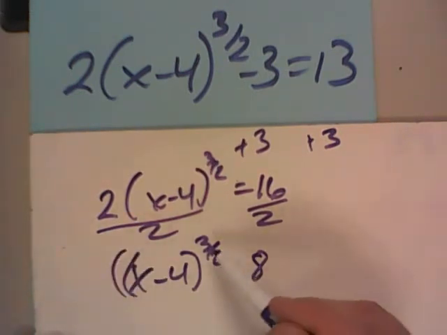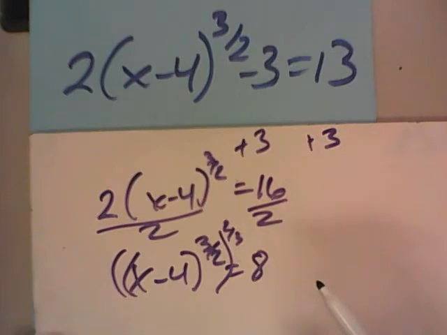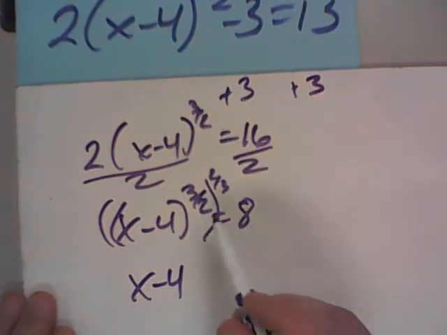But then I want to get rid of the 3/2 power, so I'm going to take this entire side to the 2/3 power, because when I multiply 3 halves times 2/3, I just get 1, and x minus 4 to the first power is just x minus 4.